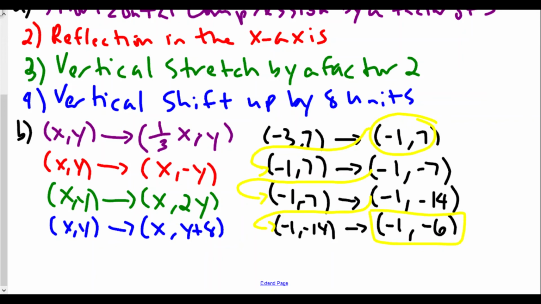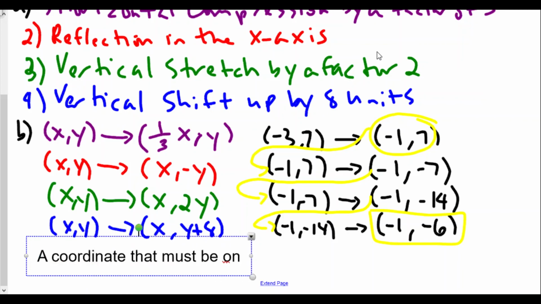And we'll make the statement here. I'm going to make the font a little smaller for our statement, because I'm going to be writing something and my handwriting is terrible, as you've seen before. So a coordinate that must be on g of x is (-1, -6). We're making the statement that this coordinate must be on g of x, and why? Because we have basically run this through all the transformations.